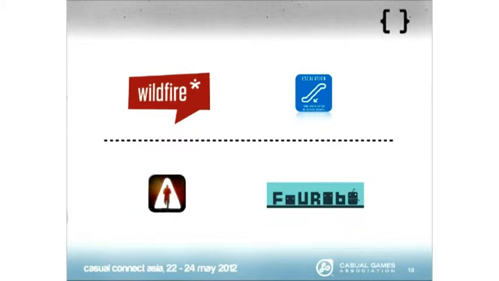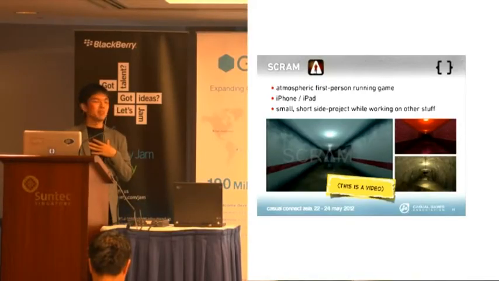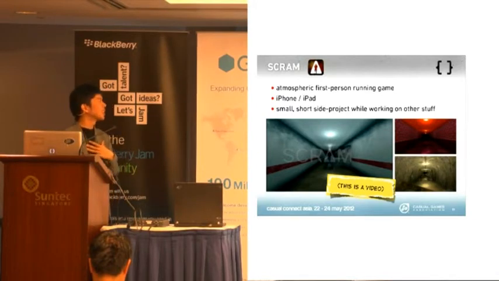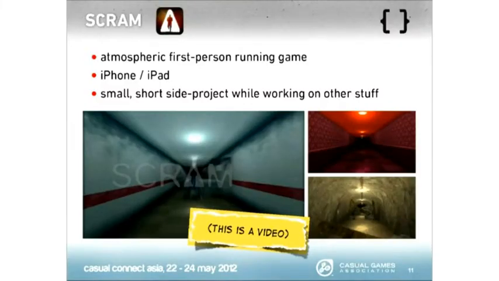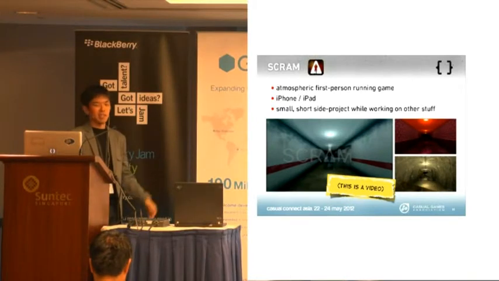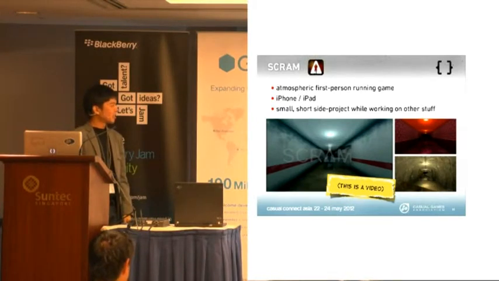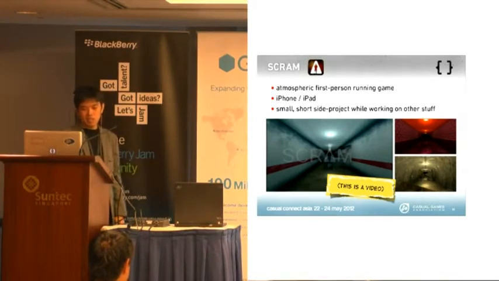Now, our next game, which is actually the first that we have of our own that's on the App Store now, so you can actually go get it if you like, is called Scram. And it's this atmospheric first-person running game that's made for the iPhone and iPad. And again, we're still doing a lot of outsourcing consultancy work, so we did this in parallel with the rest of that work. So that you have a better idea of what it is, I can just play the trailer.